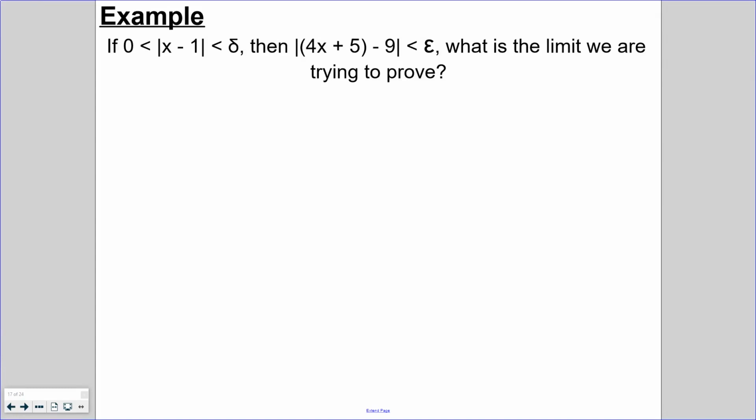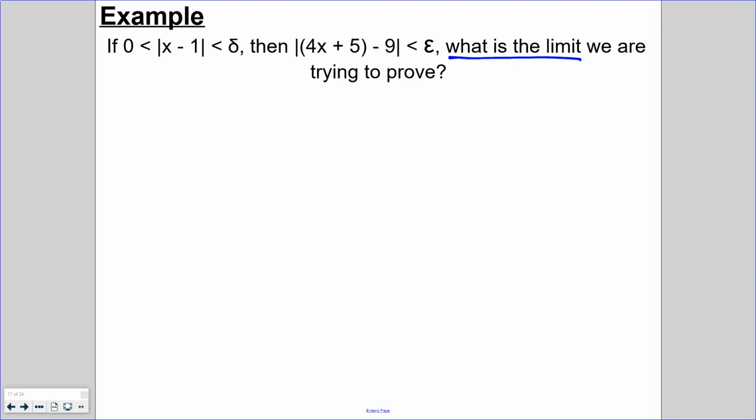Alright, so let's take a look at our first example. We're told that if the absolute value of x minus 1 is greater than 0 but less than delta, then the absolute value of 4x plus 5 minus 9 is less than epsilon. What is the limit we are trying to prove? Alright, so the main thing we're being asked here is, what is the limit we're trying to prove? Which means we need to write a limit.